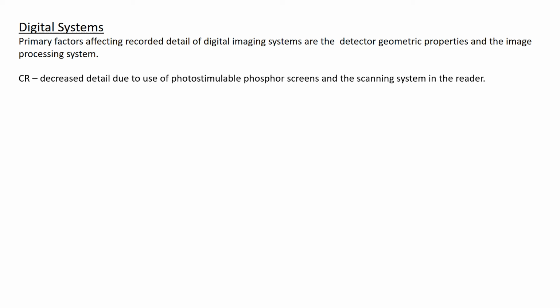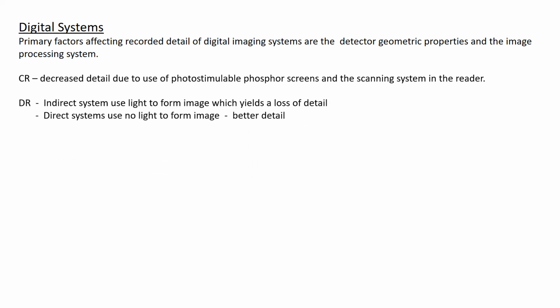You put that screen into the reader, it scans it with a laser, and light comes out, the light is captured, the light then is fed into the computer for processing. So you're involving light here, and anytime when you're using digital imaging, if light is going to be involved, it's kind of like a middleman, and that middleman kind of takes away some of the detail.